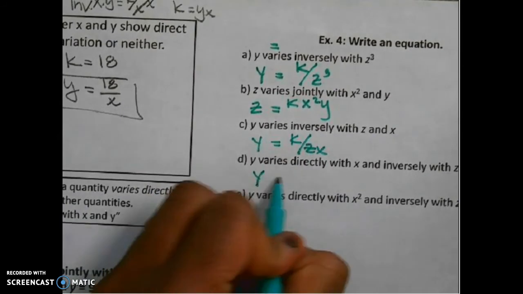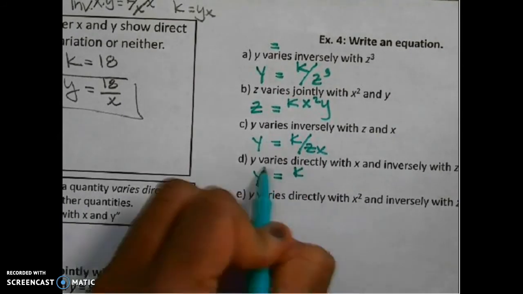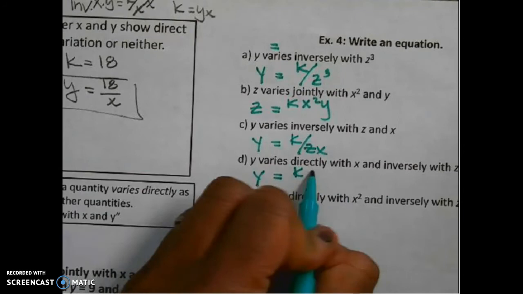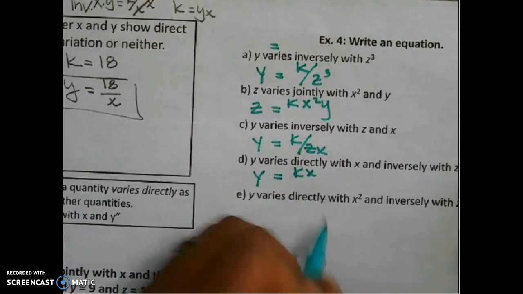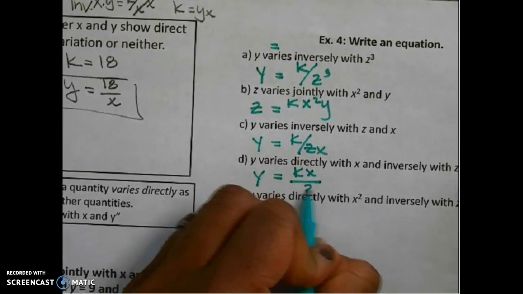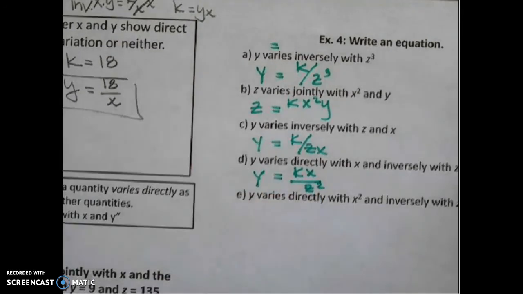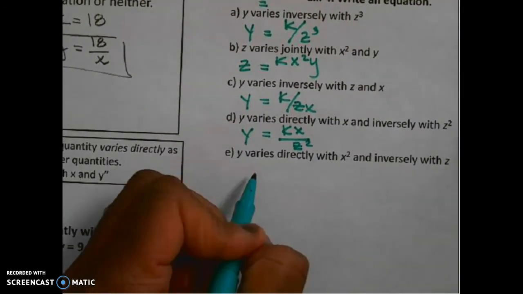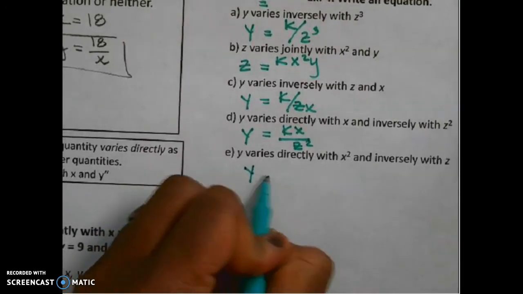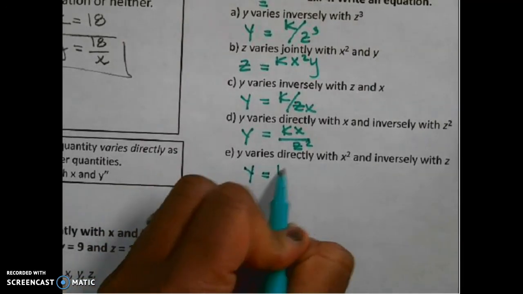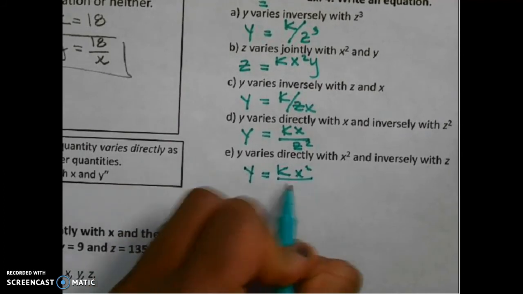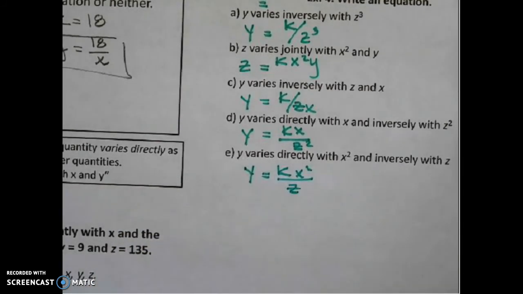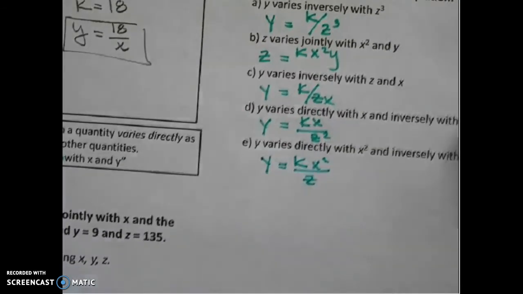Y, this is me interpreting, equals k. Now directly with x, so k times x, and inversely with z squared. So that will go on the bottom. A little more interpretation. If you want, go ahead, press pause right now and see if you match me. Varies directly with x squared and inversely with z. There you go. All right, last one.